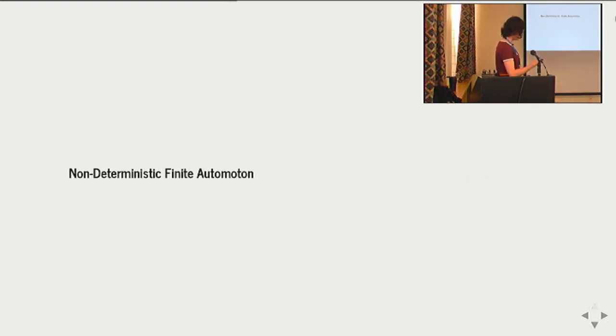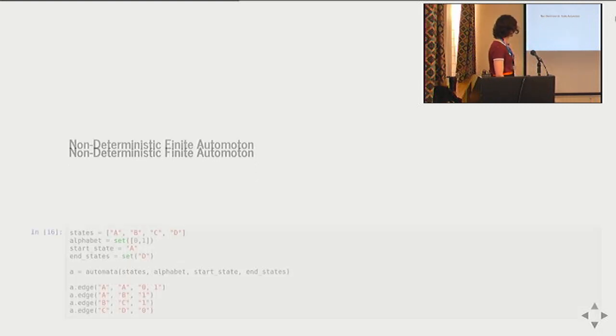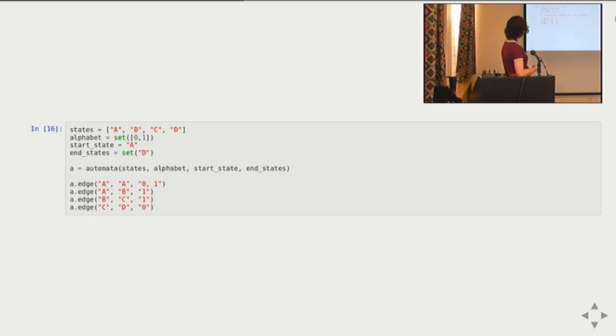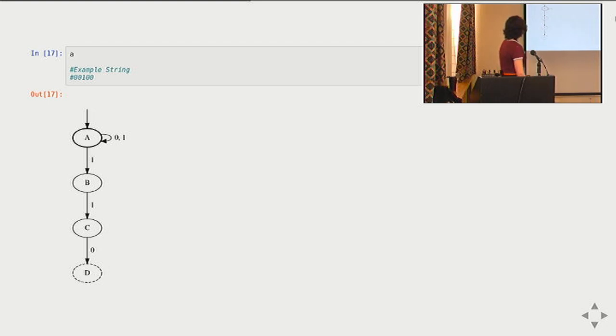We're going to look at non-deterministic finite automata in the effort to move on a bit towards our regular expressions. So we're going to look at another automaton, and this automaton has got a few more states. It's got A, B, C, and D. It's got the same alphabet, 0 and 1. The end state is just D. We've only got one end state. And it's got some other edges, some other transitions. And it looks like this.